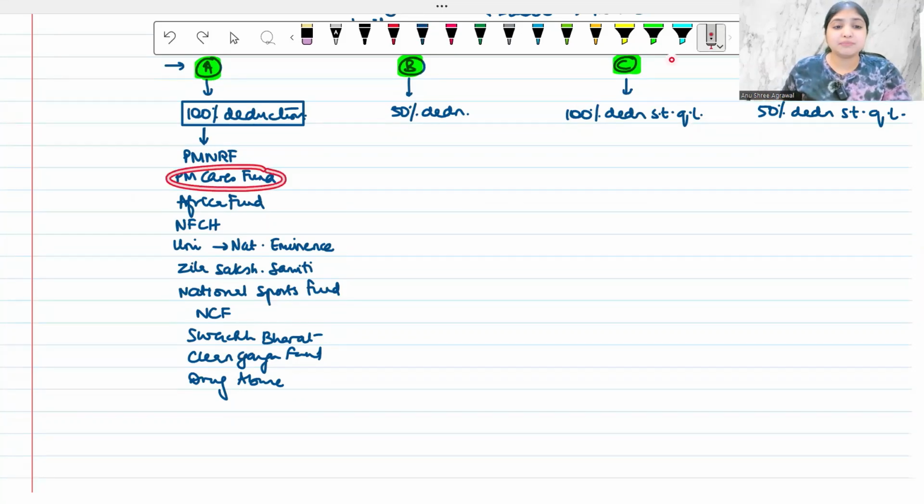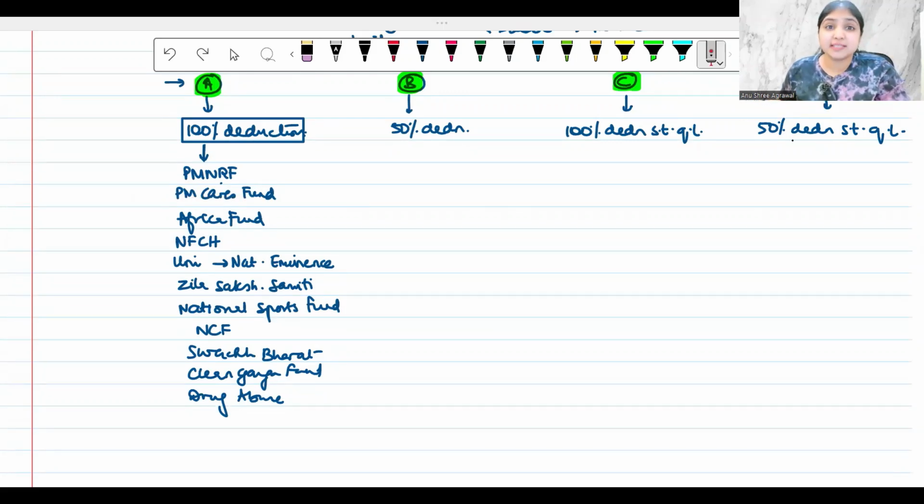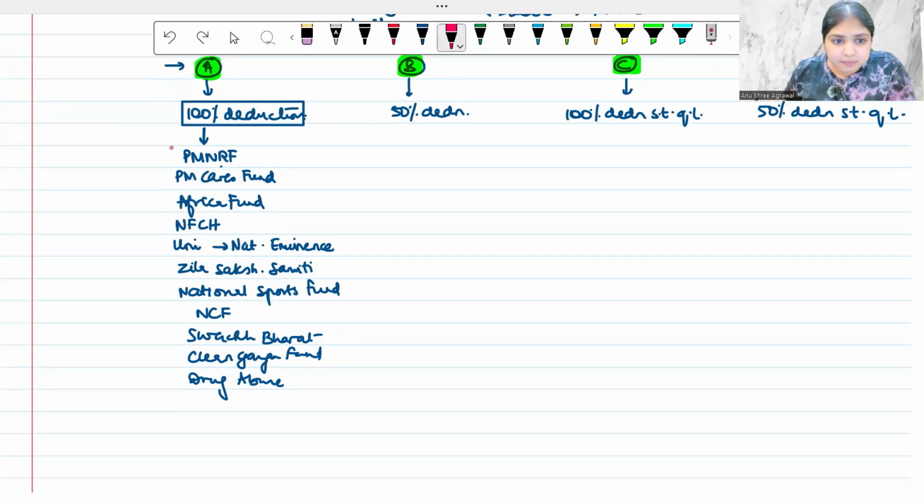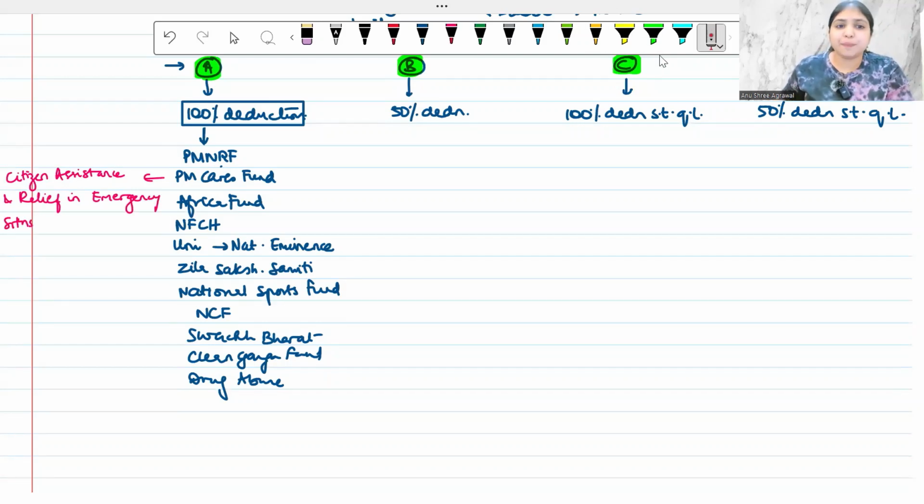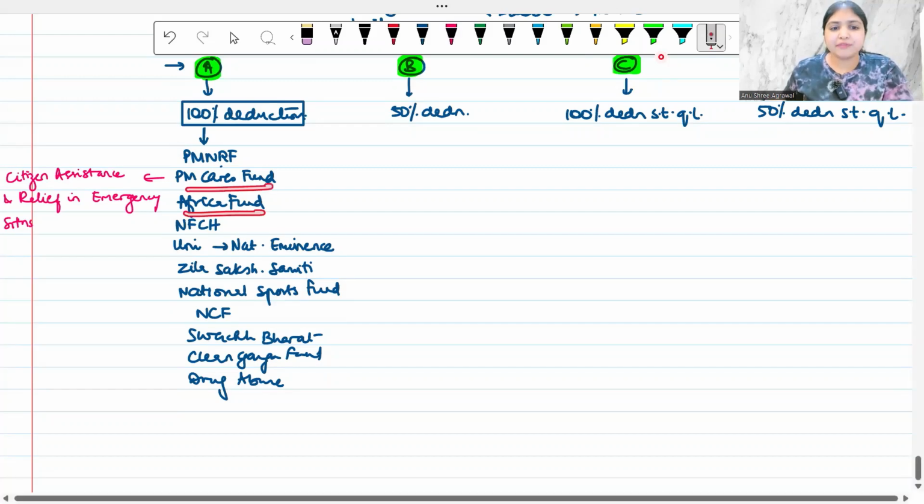The full form is Prime Minister Citizen Assistance and Relief in Emergency Situations Fund. This is your PM Cares Fund. Then you have an Africa Fund.